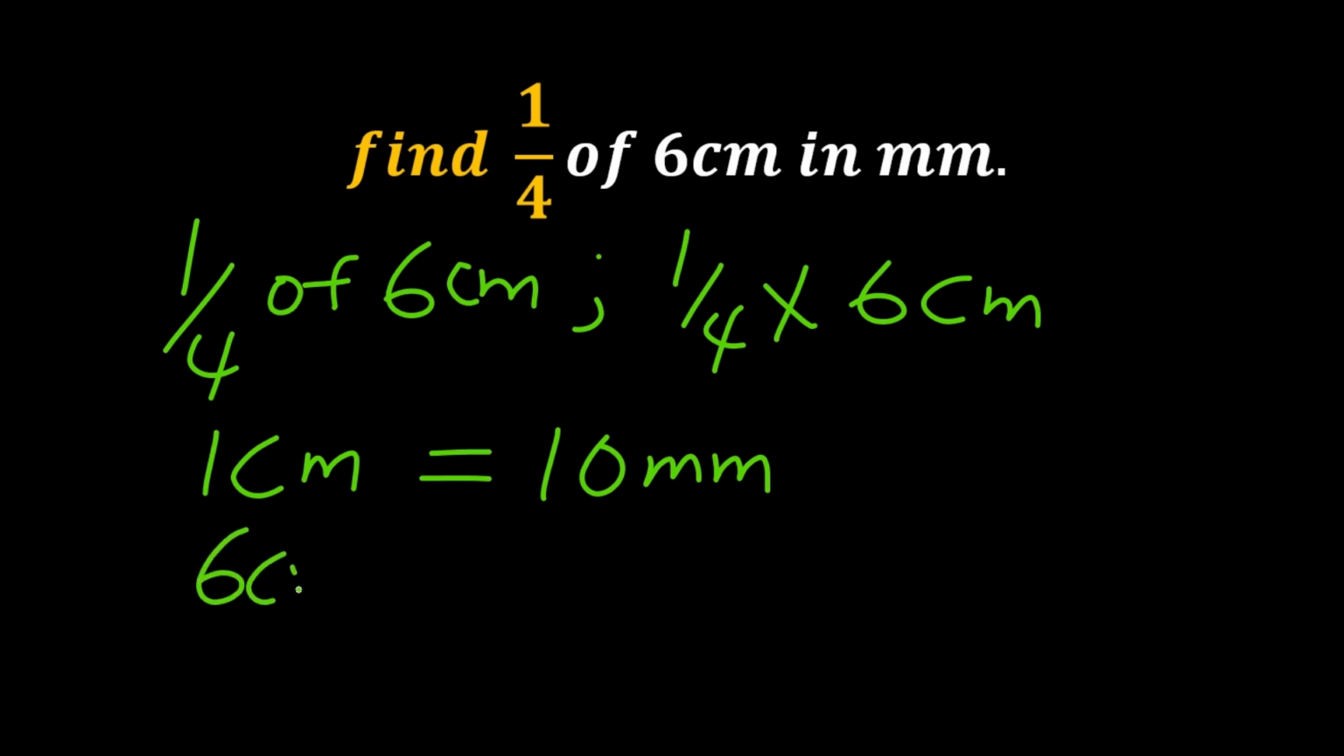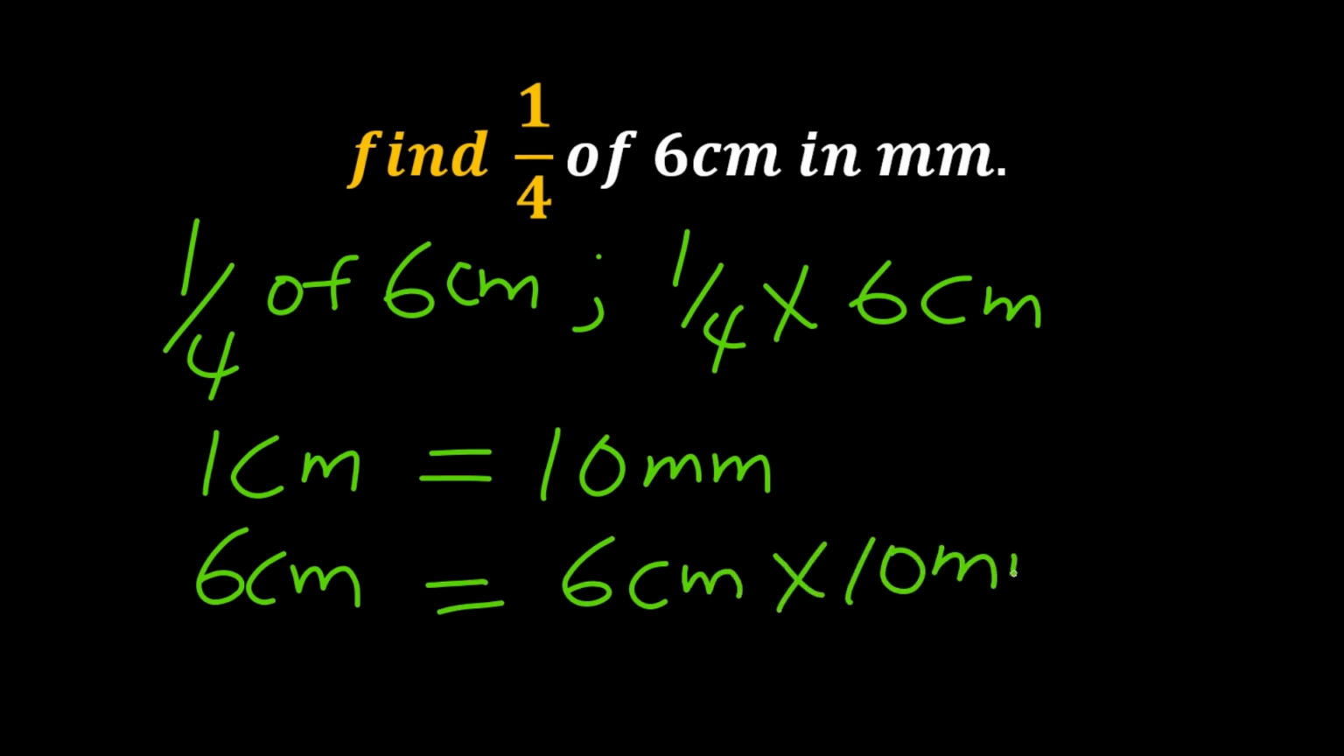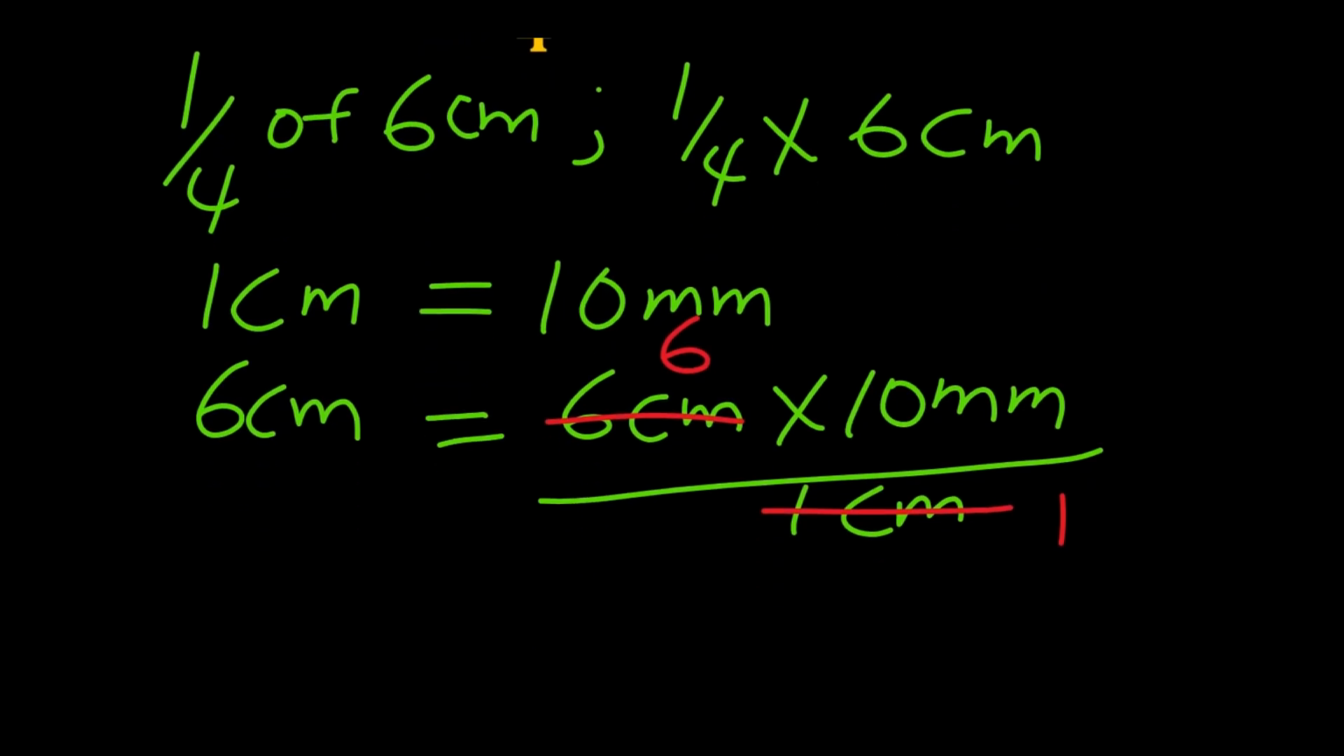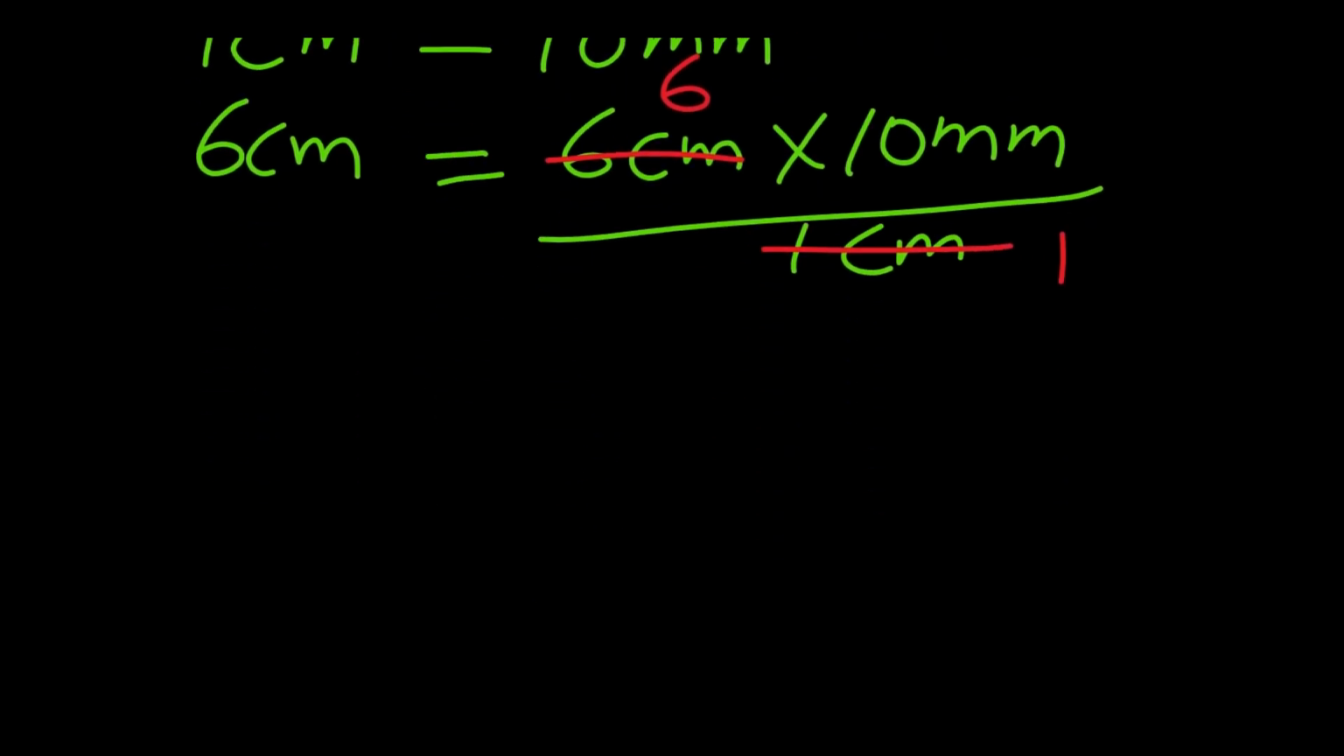Then 6 centimeters will be equal to 6 centimeters times 10 millimeters all over 1 centimeter. Simplifying, 1 centimeter divided by 1 centimeter will give us 1, and 6 centimeters divided by 1 centimeter will give us 6. 6 times 10 millimeters will be equal to 60 millimeters.